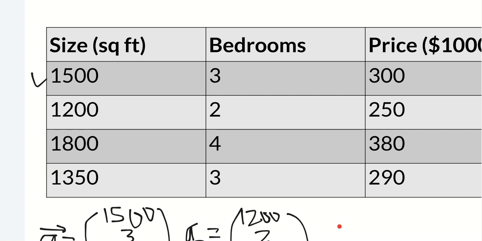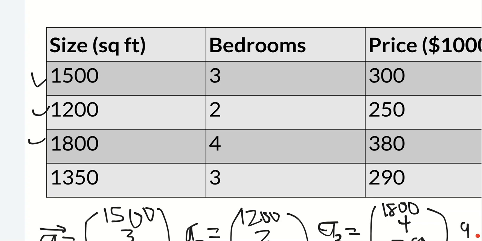Okay. Then we also have A3, which is the third one. So we're done with this. Then I can also put that one in vector form, which is 1,800 by 4 by 380, right? Then I can also do it for A4, right?